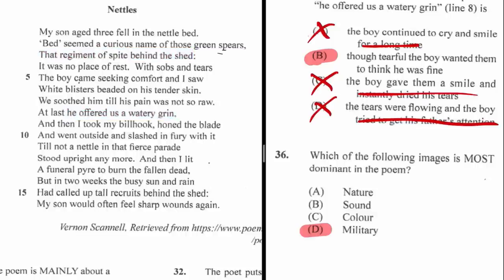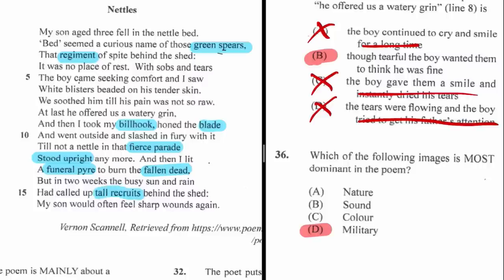I might not find all of them right now, but we have green spears, weapons, military, war. We see regiment, again, military language. We see billhook, which is a weapon, a military weapon. And again, the blade of the billhook. We see fierce parade. Parade is again military. Stood upright, military. Funeral pyre, military. Fallen dead, like fallen soldiers, dead soldiers, military.